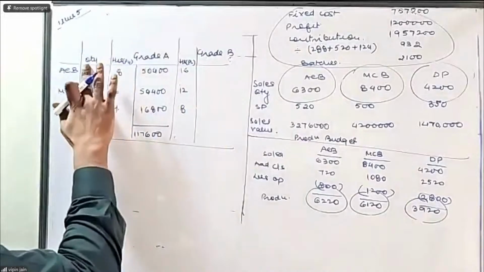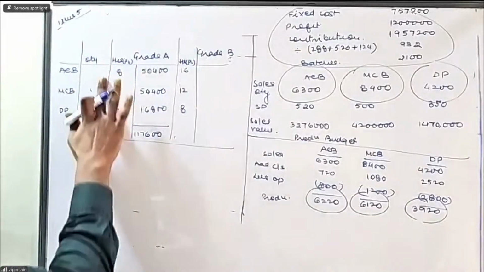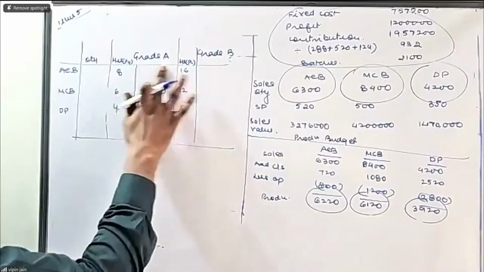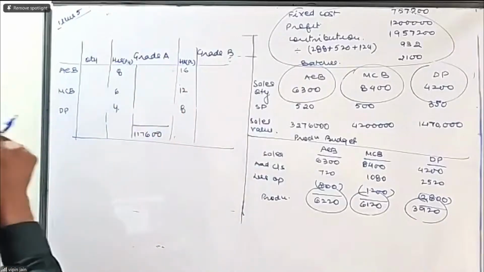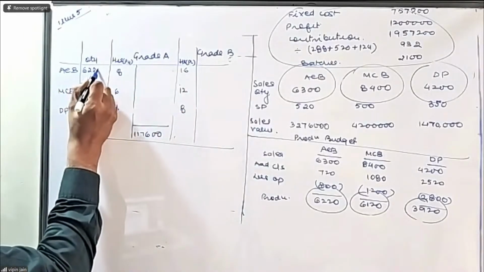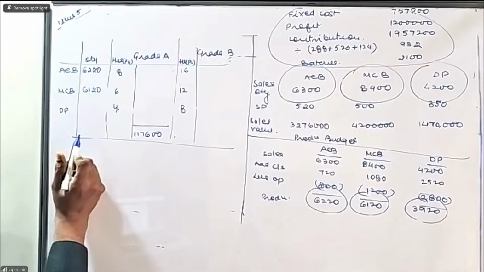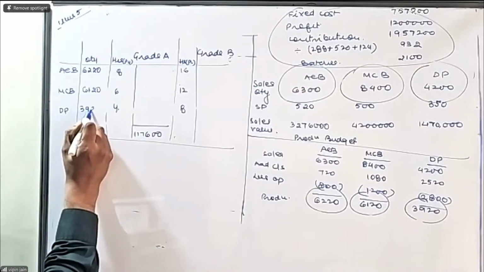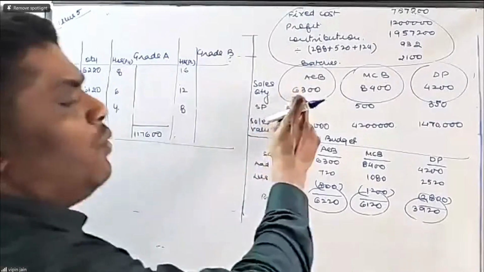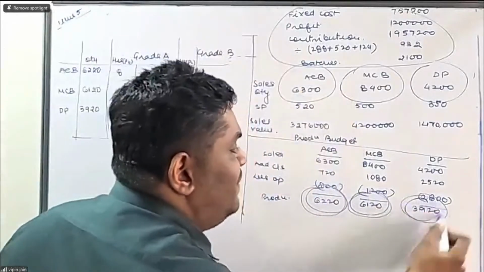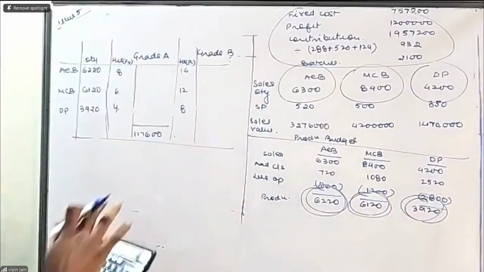Sorry, it's not the quantity. We have to calculate. See, this is the sales quantity. We have to take the production quantity. My mistake. Production quantity is 6,220, 6,120, and 3,920. Sorry, guys, this was the quantity that is sold. We have to take the quantity that is manufactured this year.